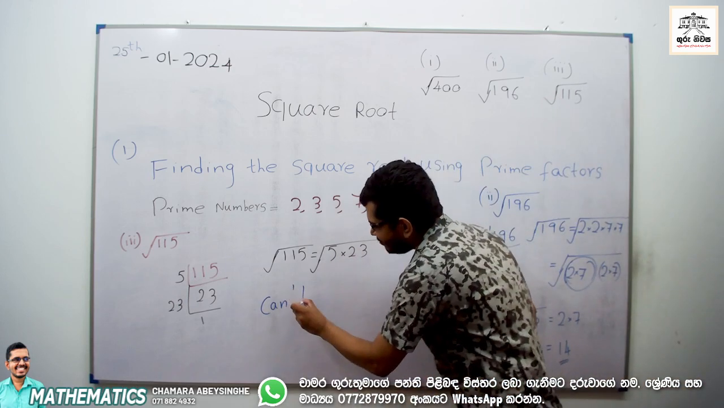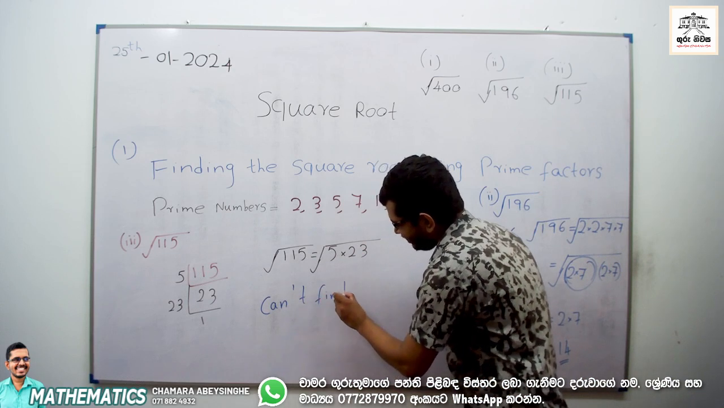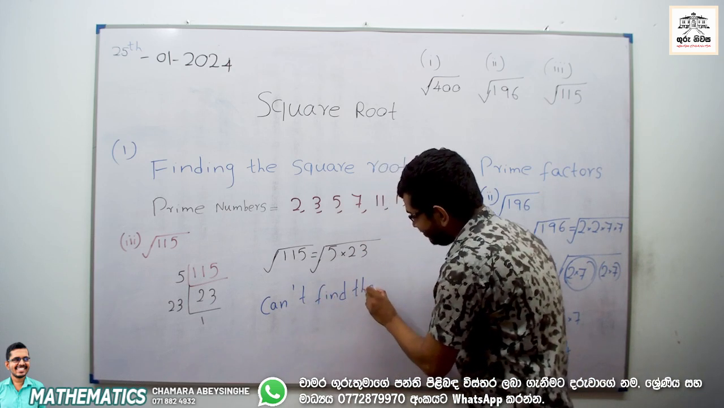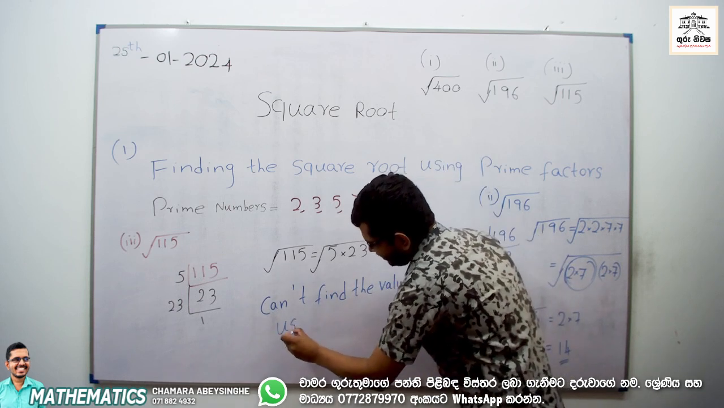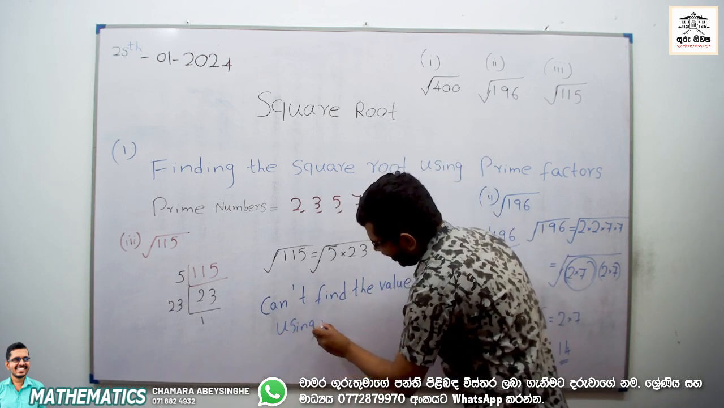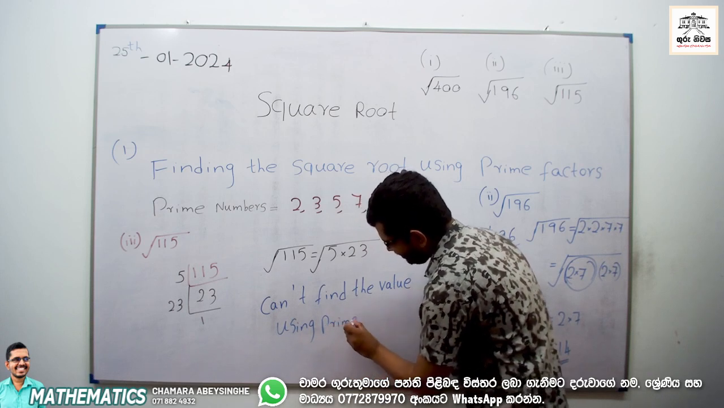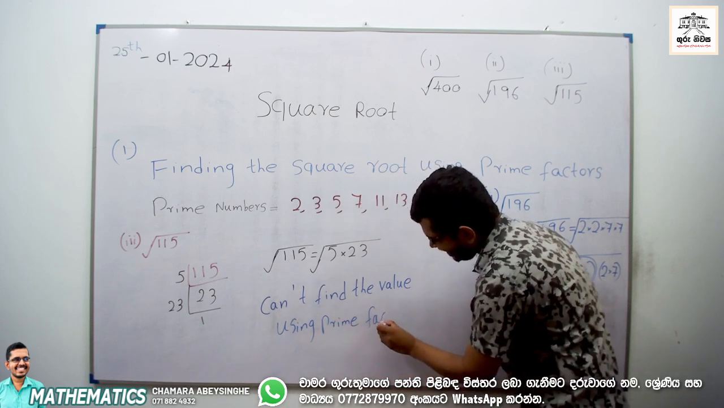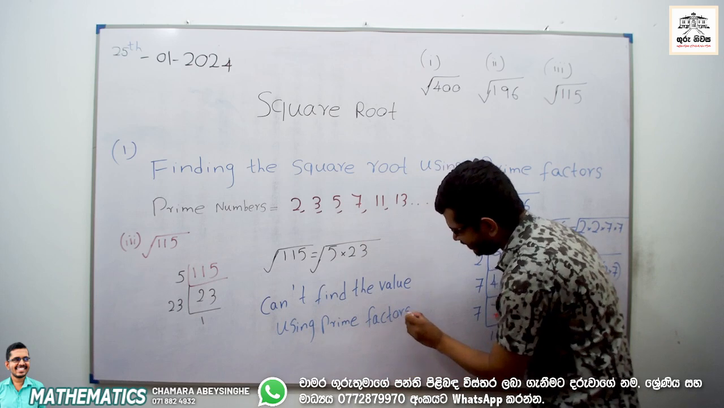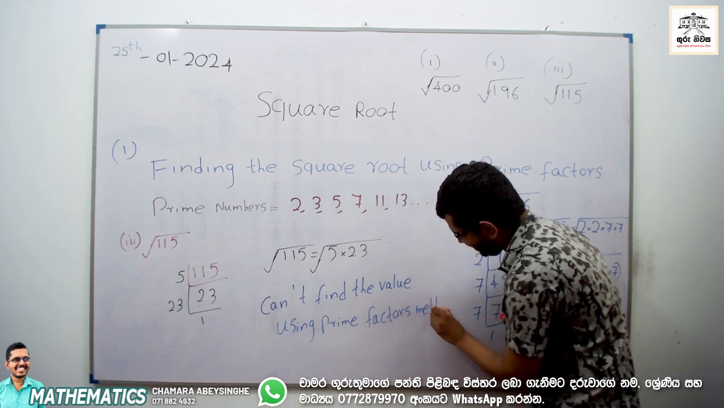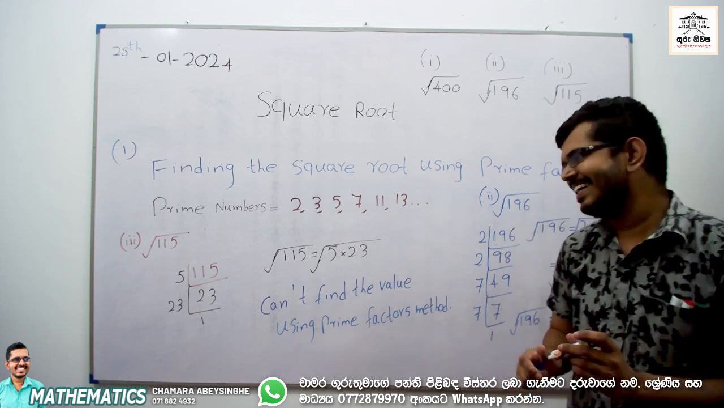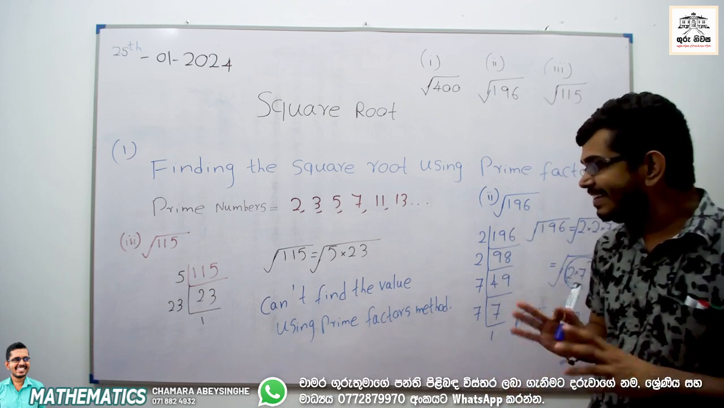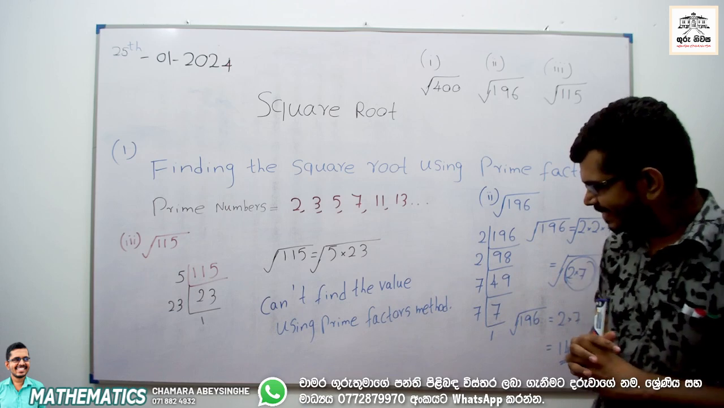And can't find the value. Can't find the value using prime factors method. Write it like this. Prime factors method. Can't find the value using prime factors method.